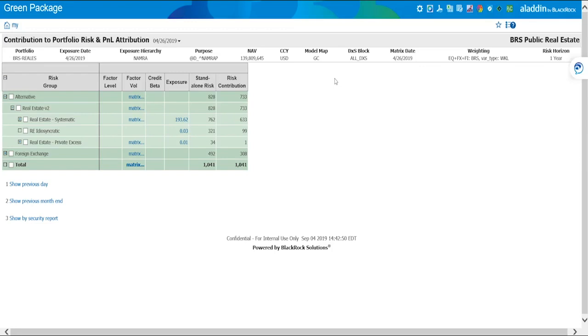Each of these asset classes has a corresponding white paper detailing the premise, construction, and implementation of the model, which can be found on your client landing page.